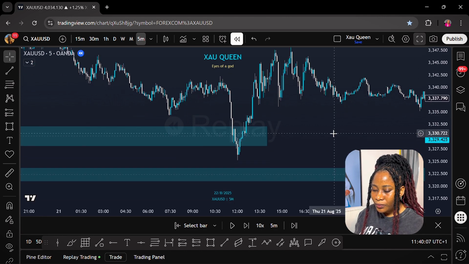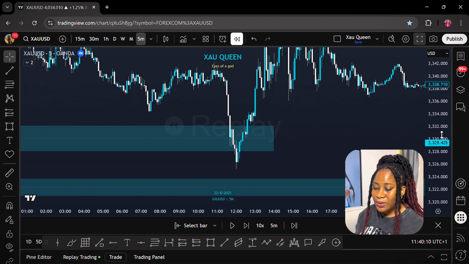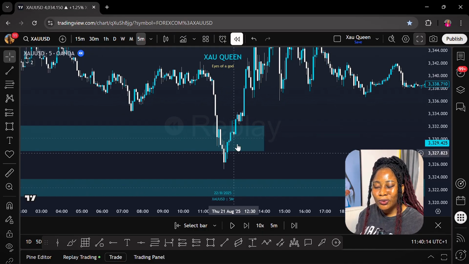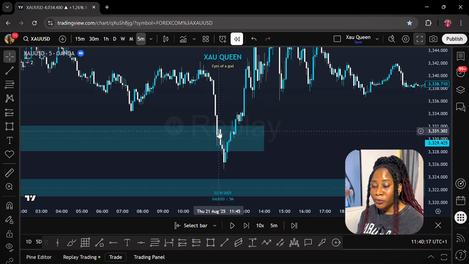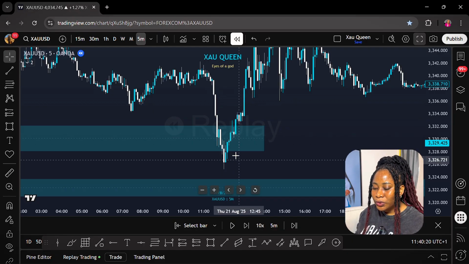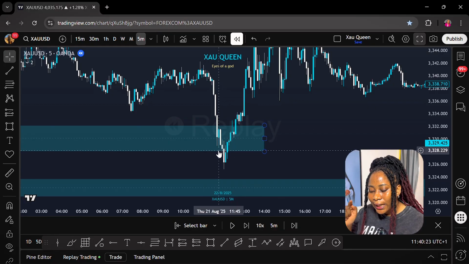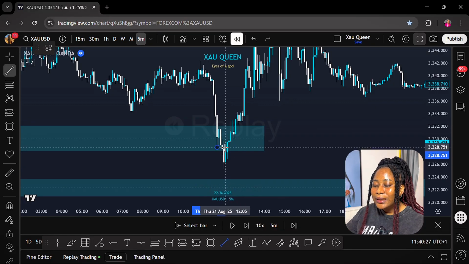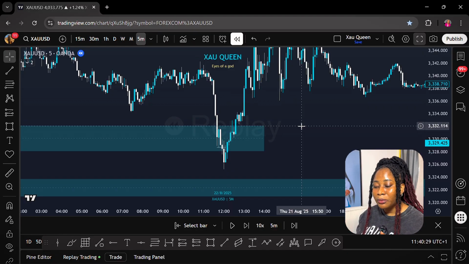Now, you can see here, if I had used confirmation entry, this would have saved me from that unnecessary stop loss. Why? There is no structure that gave it. Don't come and tell me that this here is a sweep. That's why I wanted to use this as an example.